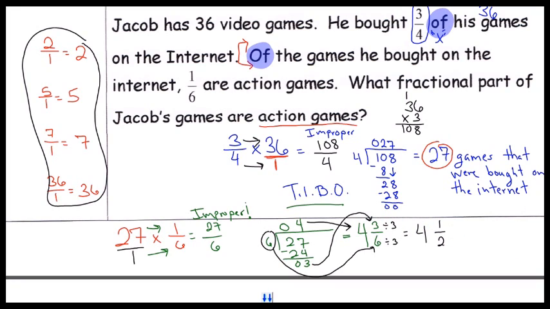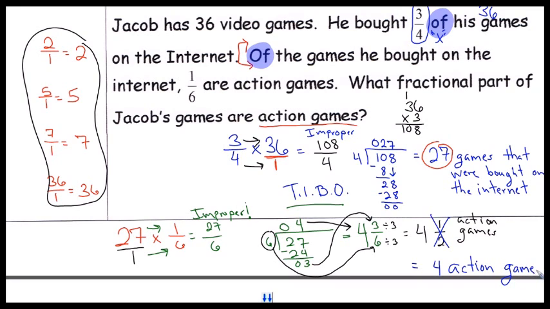Hold on, let me not box that in, because this is 4 and 1/2 games that are action. These are 4 and 1/2 action games. Out of the 27 he bought on the internet, 4 and 1/2 were action games. Now you cannot have half a game, can you? I don't think you can play half a CD. If you put half a CD inside your Xbox or your PlayStation, the PlayStation is probably going to break. So I cannot use this 1/2 a game. So my final answer is 4 action games.